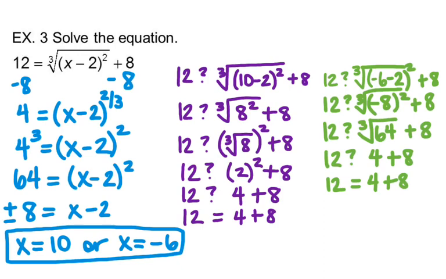And for both of these, 10 and negative 6, they equaled 12 when I plugged it into the equation. So both of these are solutions to this equation. You always want to check your work. You don't have to show all of the steps, but make sure that you do plug in, because there are going to be times where you get an answer that actually when you plug it back in is not a solution.